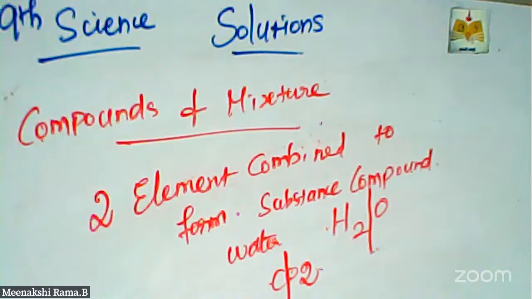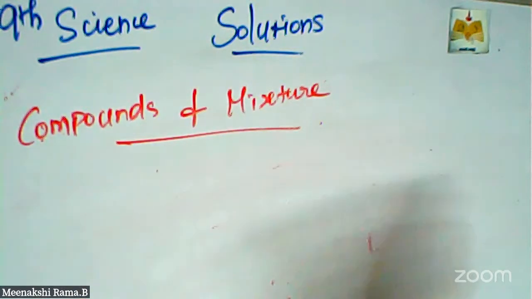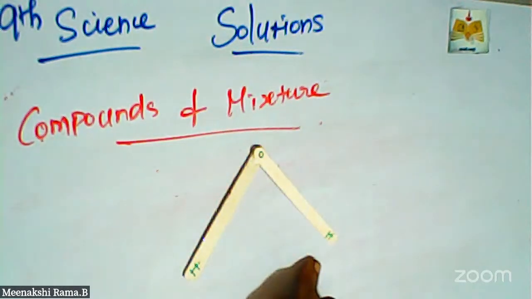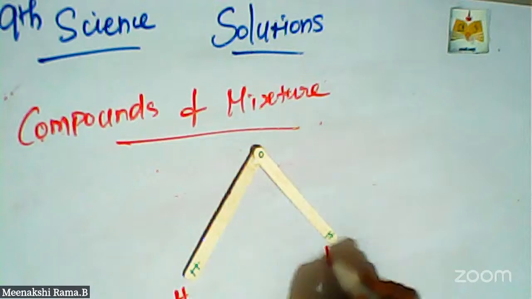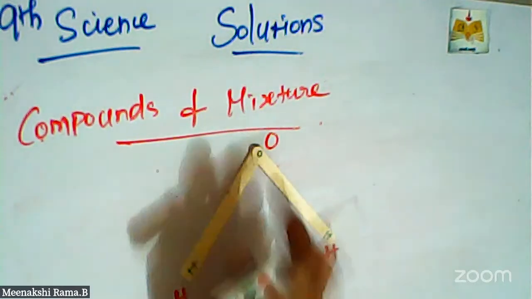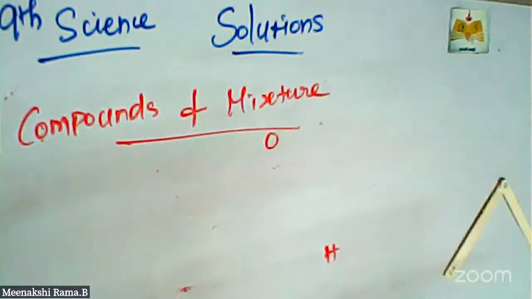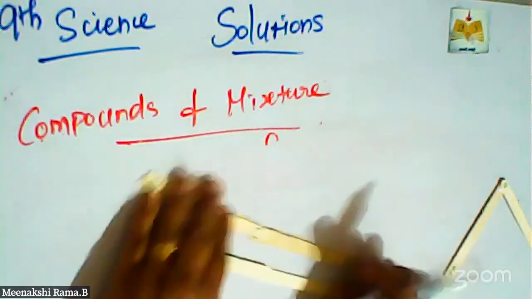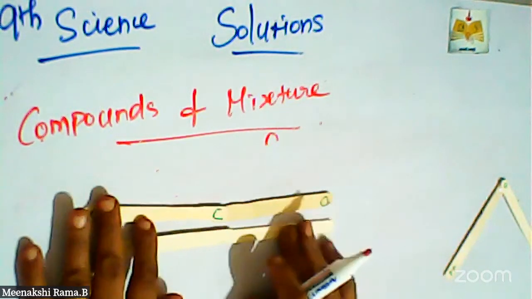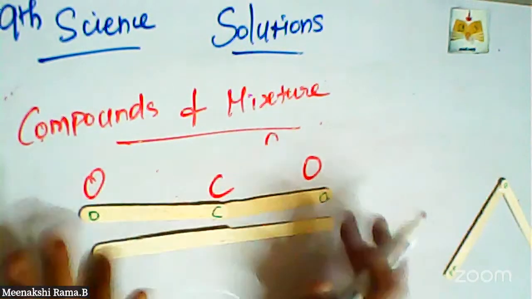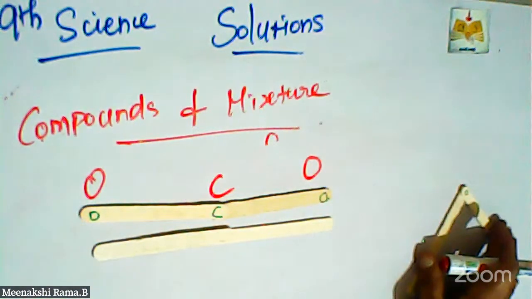So these are all examples of compounds. This is a compound, two parts of hydrogen and one part of oxygen. This is the example of carbon dioxide. One carbon and two oxygen. So this is the example of compound nature.